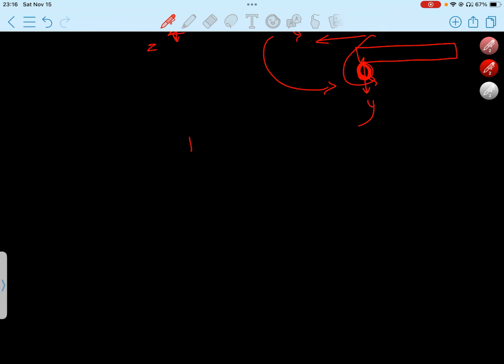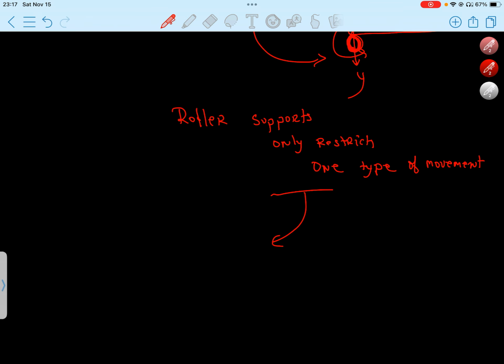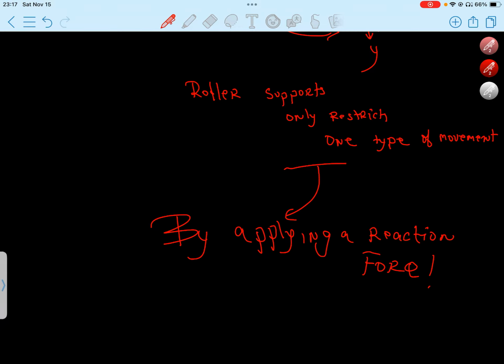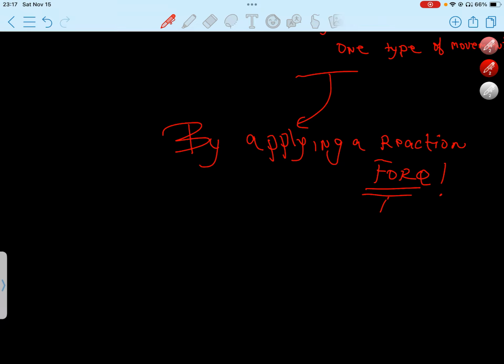So roller support only restricts one type of motion. And now you'd ask, how would it restrict motion? It would restrict motion by applying a reaction force. Yep, I just misspelled force.